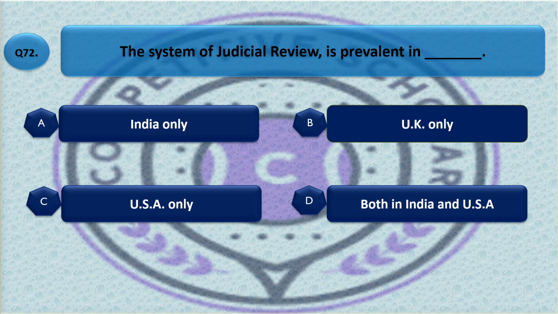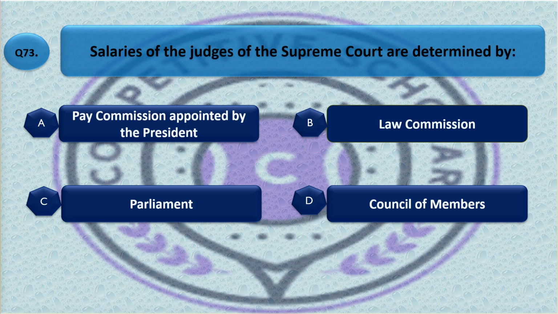Question number 72. The system of judicial review is prevalent in India only, UK only, USA only, both in India and USA. Answer is D.